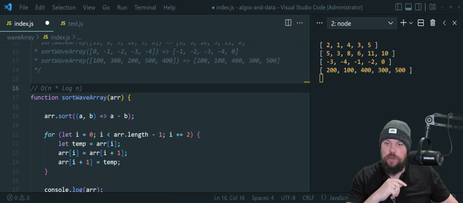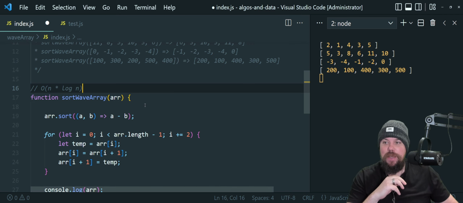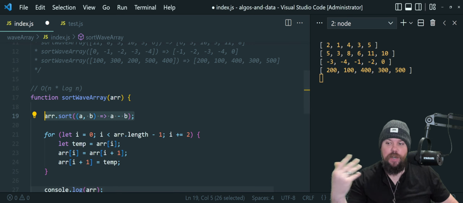Space complexity: sort is an in-place sorting algorithm, which means it does not require any additional memory to be allocated, right? This is an in-place thing. We're not creating a new array.